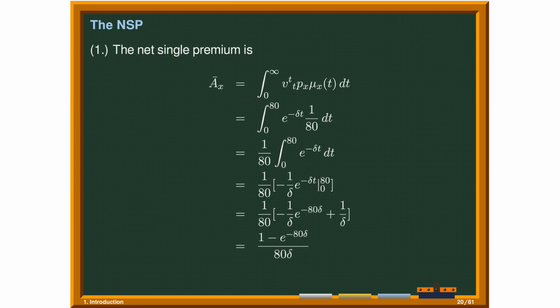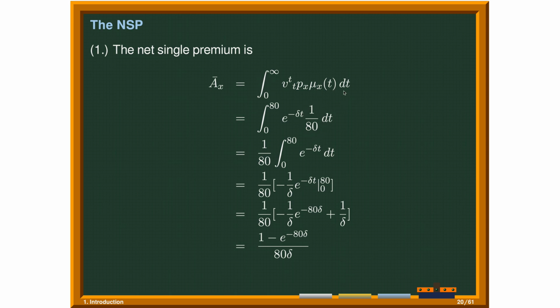Okay? And so for the net single premium, we said that it's equal to this integral. But then we're given that the interest rate is the force of interest delta. So v to the t is replaced by e to the negative delta t. The PDF of the random variable t, which takes the form of tpx mu sub x of t, is given to be 1 all over 80.